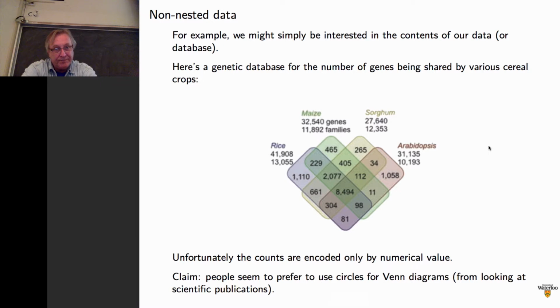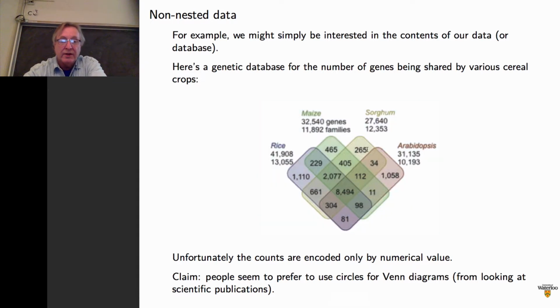So here's an example. You might be interested in the contents of a database, and the contents of any group of things, just what's in there, what's in that particular database, tell me about it. And just a quick summary of it. So here's a genetic database for the number of genes shared by various cereal crops. The cereal crops are these four: rice, maize, sorghum, and Arabidopsis. And in that database, we know how many genes there are and whether those genes are shared by these various crops. For example, there are 265 here.